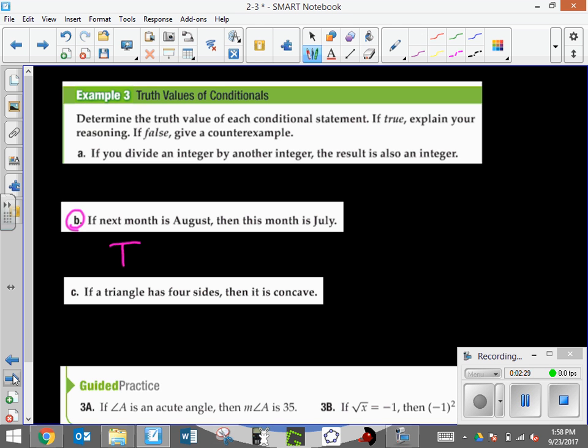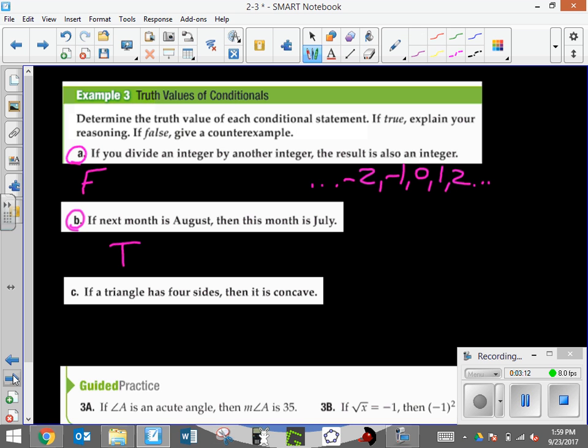If we jump back to letter A, it says if you divide an integer by another integer. Integers are numbers like -2, -1, 0, 1, 2. You can go off in both directions. If I would divide 2 of those numbers together, then I would also get an integer. So I would get a number just like that. Well, this is a false conditional. I can certainly divide an integer by another integer. That's a true hypothesis. However, the conclusion is false. Just because I divide 2 numbers does not mean I will get another integer out of it.